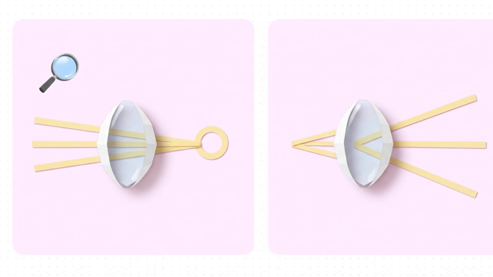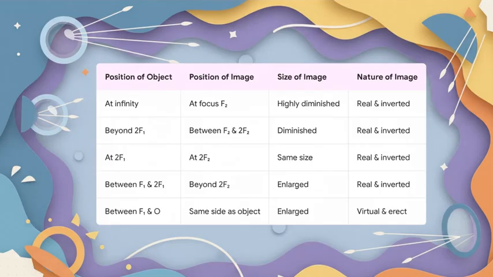A concave lens is the opposite. It's thinner in the middle, and it spreads light out. It diverges it. And yep, you guessed it, here's another one of those super important exam tables. This one tells you everything you need to know about the image formed by a convex lens. If you can master this table and the mirror table, you'll be able to predict image characteristics like a pro.